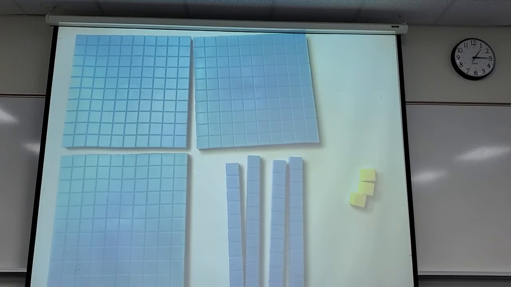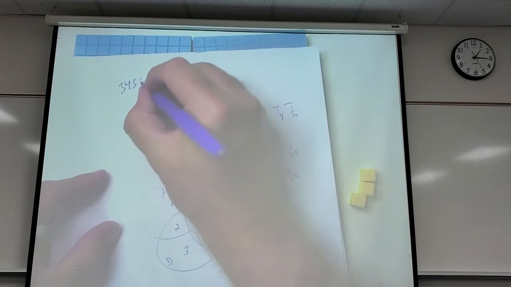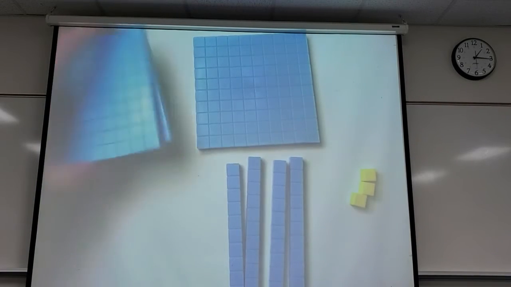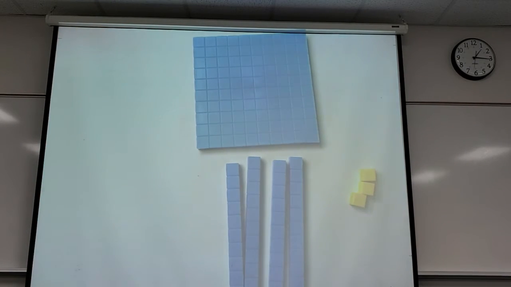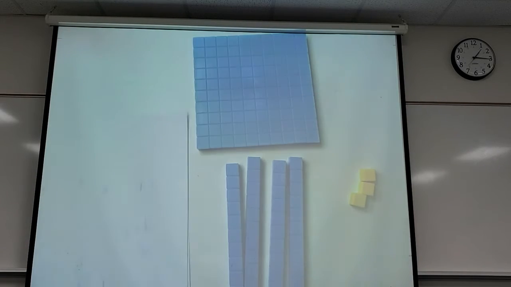Okay, so let me keep track of this. I can't even keep track of my pen. I want to keep track of the problem. Okay. So I've got 343 divided by 2. So I've got one group of 2 hundreds. So that is so far 100.